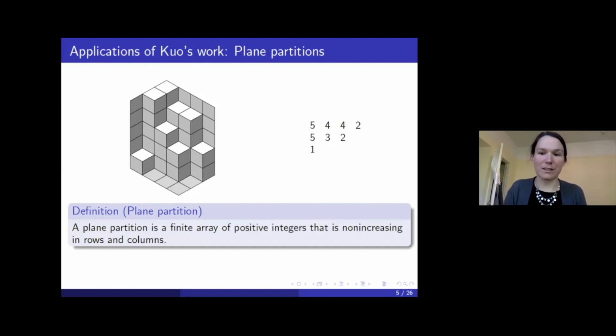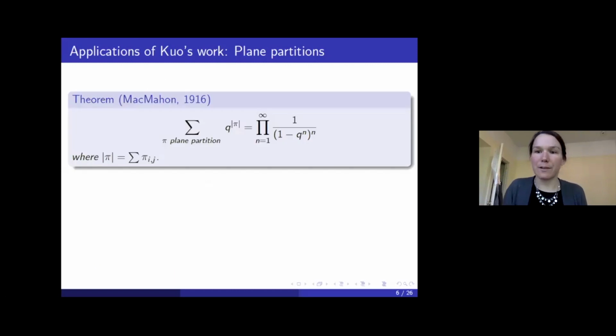And then the question that's natural to ask is, how many ways are there to stack n boxes in, say, an infinitely large room? And it turns out that there's a really nice answer to this question in terms of generating functions. So in the early 1900s, Percy MacMahon proved that if you q-count plane partitions, so that means that if you sum over all plane partitions the quantity q to the number of boxes in the plane partition, then you get this beautiful product formula.